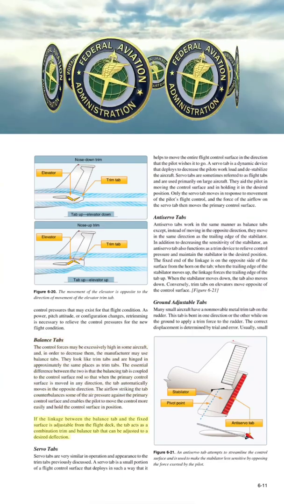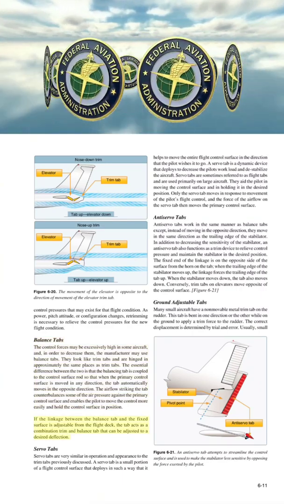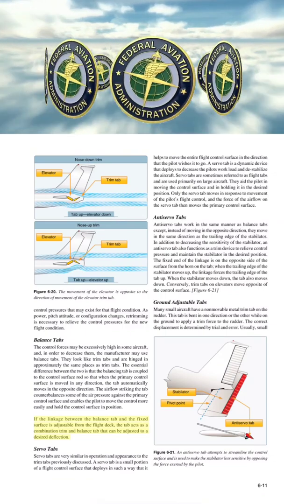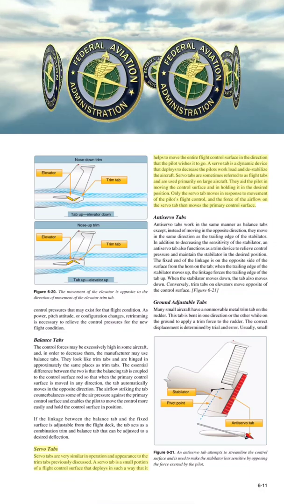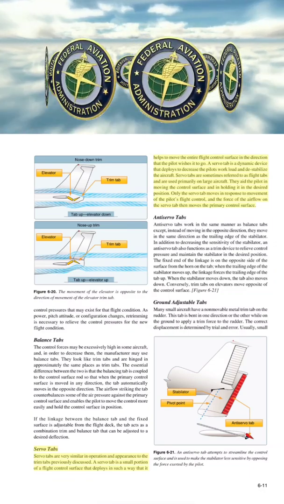If the linkage between the balance tab and the fixed surface is adjustable from the flight deck, the tab acts as a combination trim and balance tab that can be adjusted to a desired deflection. Servo tabs are very similar in operation and appearance to the trim tabs previously discussed.